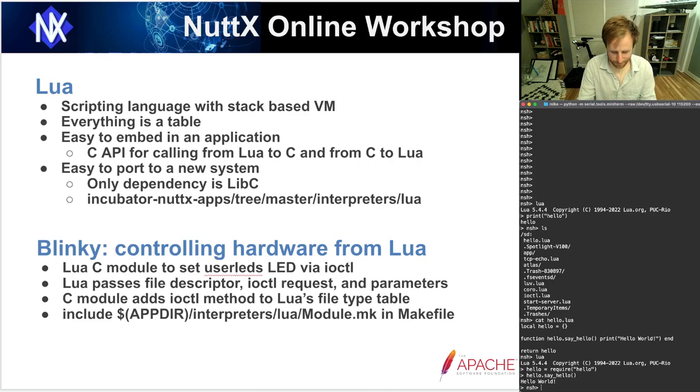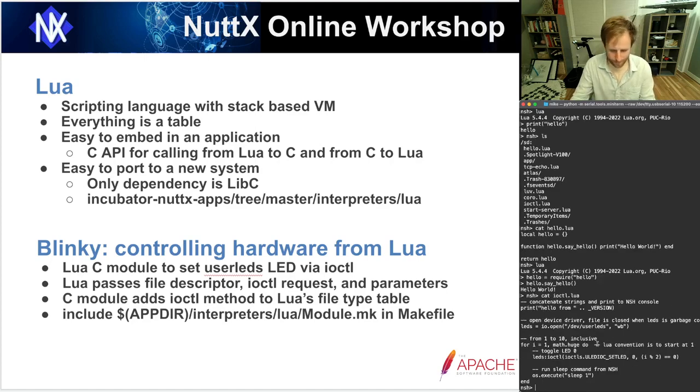So let's take a look at a file called io-control.lua. All right, so down here, we print some stuff. We use some standard file operations to open /dev/userleds. We start a for loop here. Our LEDs file, our file type, has an ioctl method. And then we pass it the specific ioctl request.